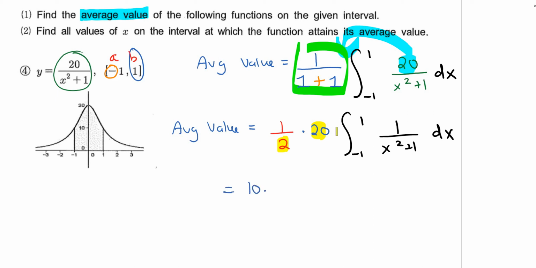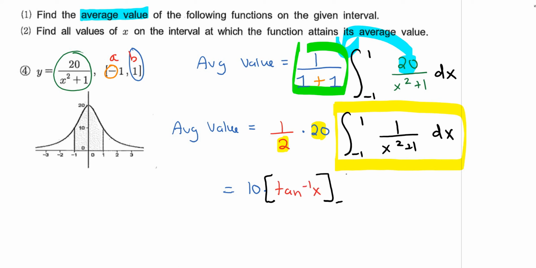And then this part right here, that part in yellow there, that's actually one of the inverse trig functions. So the antiderivative of 1 over x squared plus 1, that's going to be the inverse of tan. So tan inverse x, and then I'll put that in a bracket, and I'm going from -1 to 1.